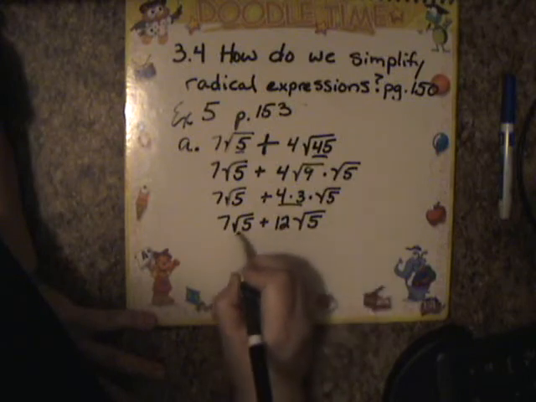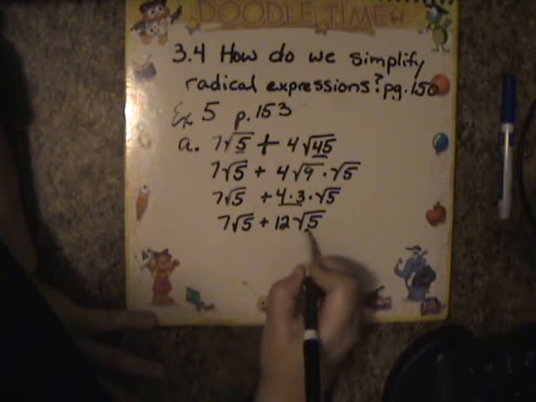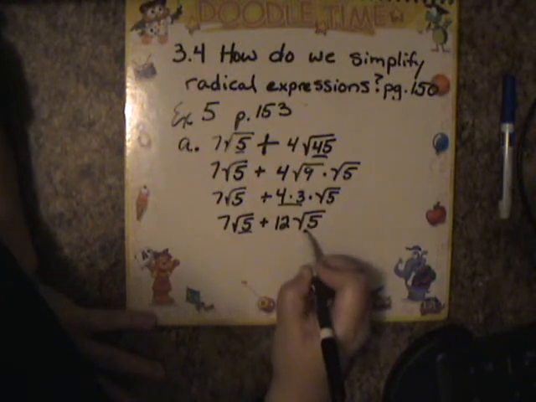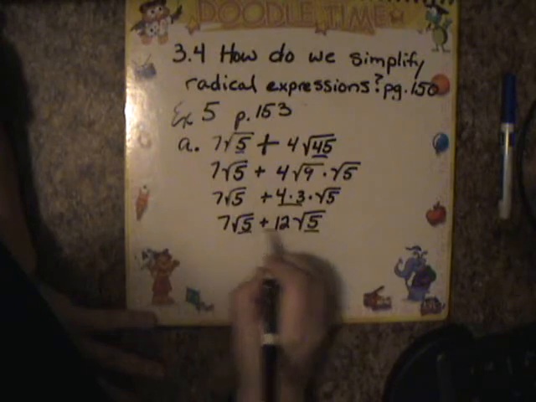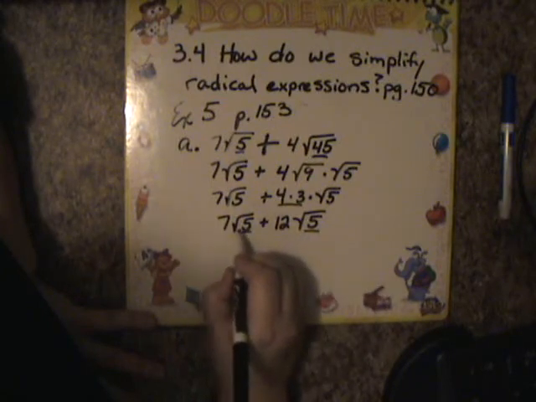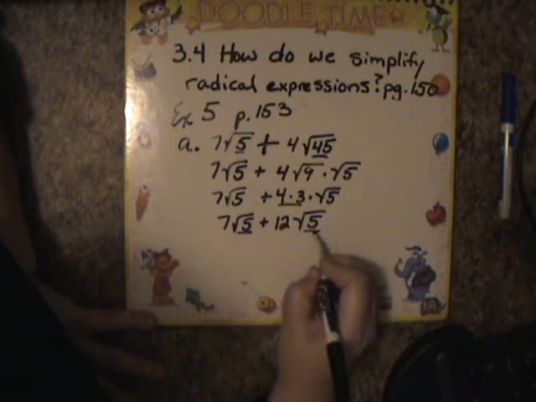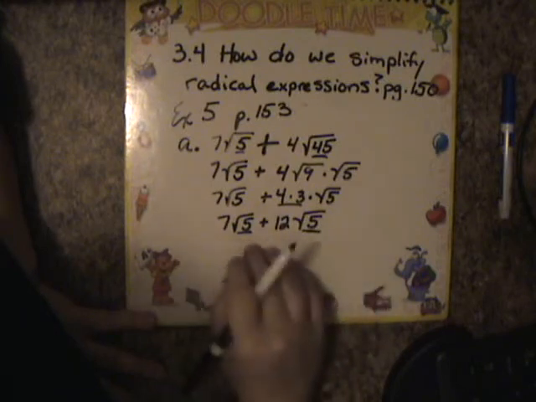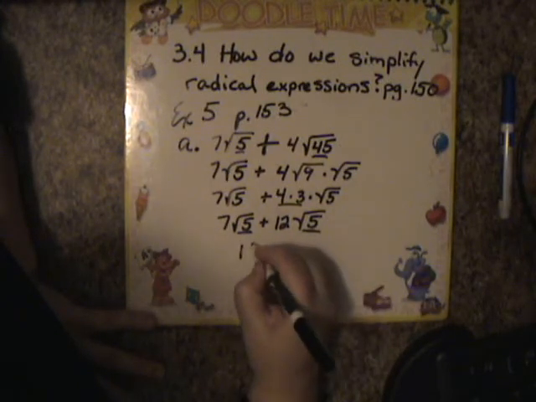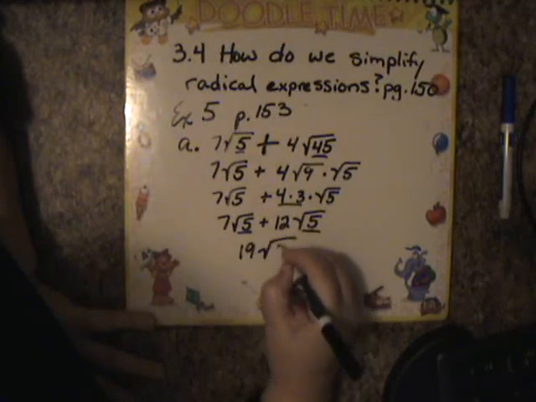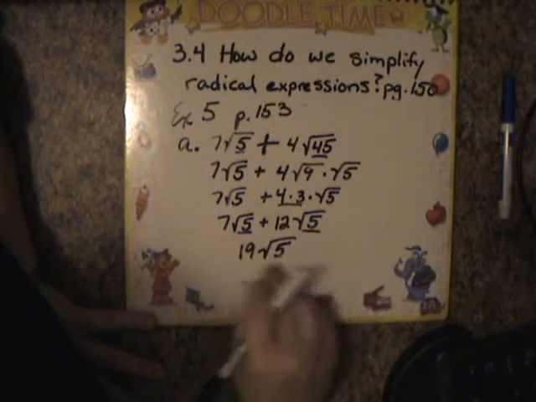Now notice they now have the same radical expression. They have the same square root of 5 and the square root of 5. So I can add these together, because it's like I have 7 of these and 12 of these. And if I added 7 of something plus 12 of something, I get a total of 19 radical 5. And that does work.